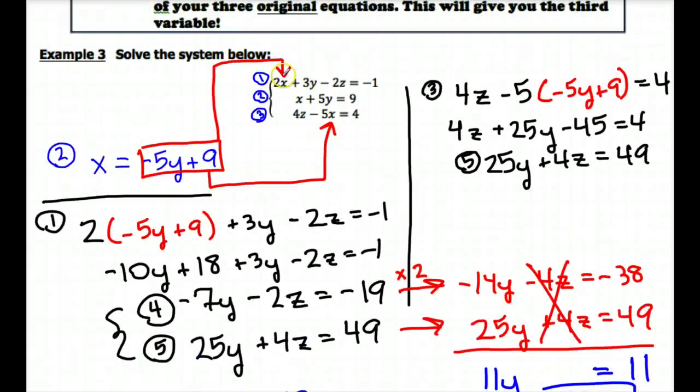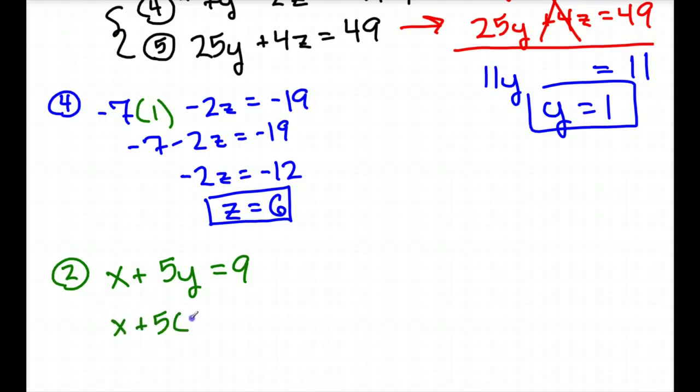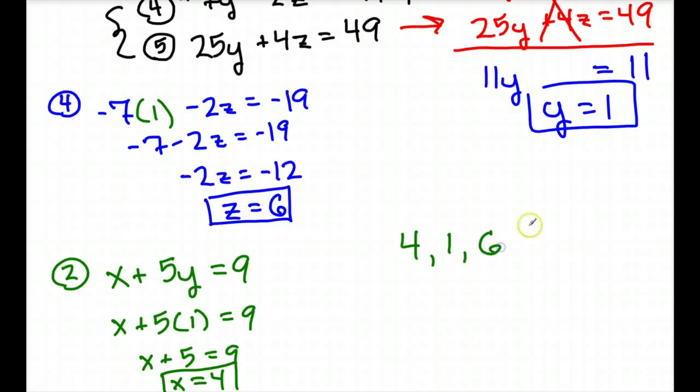So I'm just going to take equation 2. x plus 5y equals 9. Okay, there's no z in that one, so I don't have to worry about plugging in a 6. But I know my y is equal to 1, so I'm going to replace y with 1. That gives me x plus 5 equals 9. And so that tells me x has to be equal to 4. And so my ordered triple for this one, x is 4, y is 1, z is 6. So the ordered triple is 4, 1, 6.